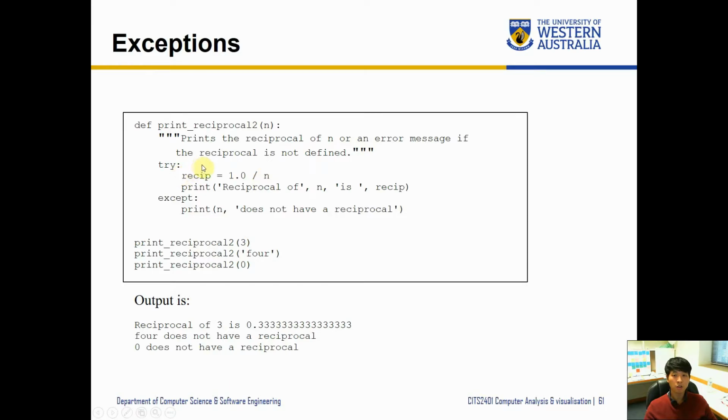So we have the try block, and this is the block of code where you suspect something bad can happen. So in this example here, division can often cause a lot of errors if the variable input is not valid. So this is where we will try to capture an error, and if something does go wrong, what we'll do is print this does not have a reciprocal.